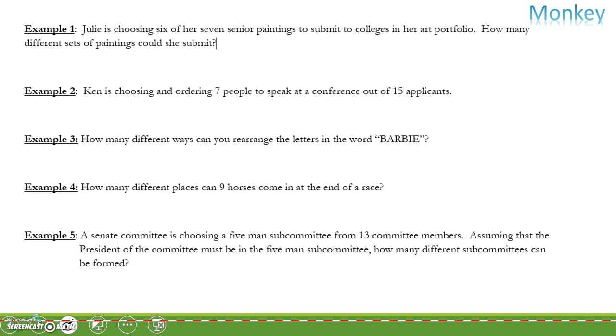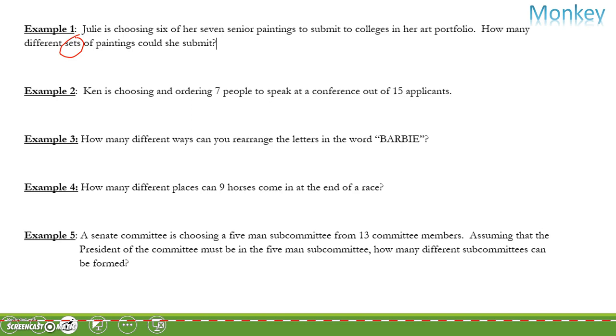Okay, moving on to some problems. So Julie's choosing 6 of her 7 senior paintings to submit to college in her art portfolio. How many different sets of paintings could she submit? And so you need to be looking for the keywords. So different sets of paintings, I would say sets as a type of group.